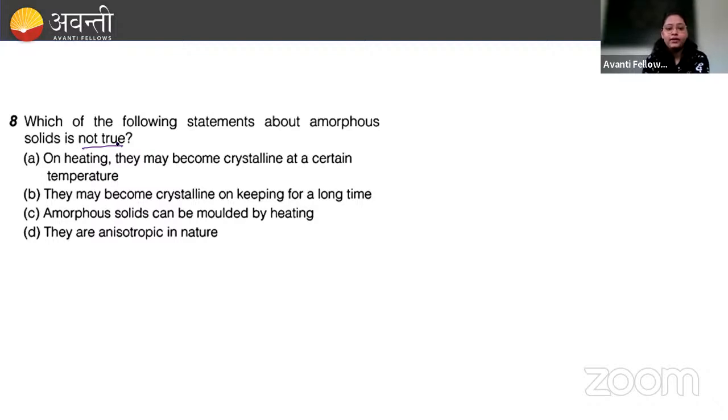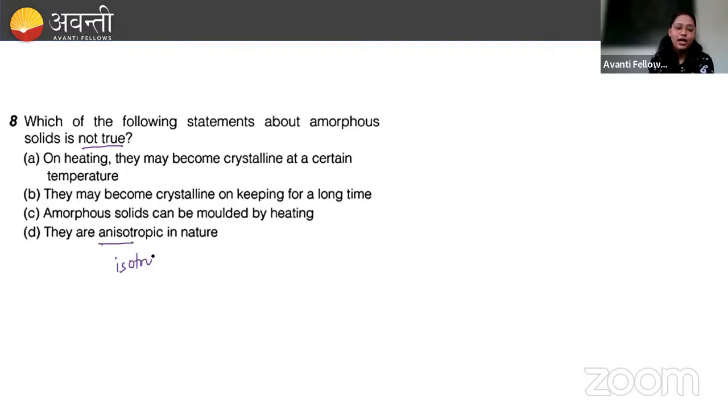Isotropic. Yes, they are what? Isotropic in nature. Amorphous solids are isotropic in nature because they have no long range order and any physical property will be the same for all, a characteristic feature of crystalline solids. So the statement that they are anisotropic is not true, because they are what?